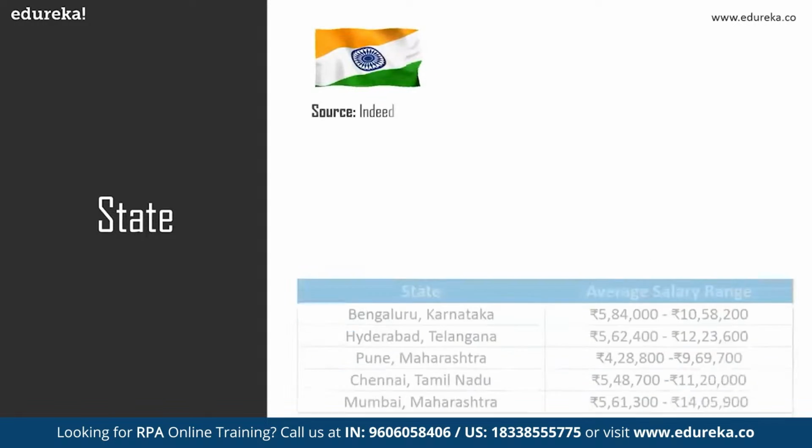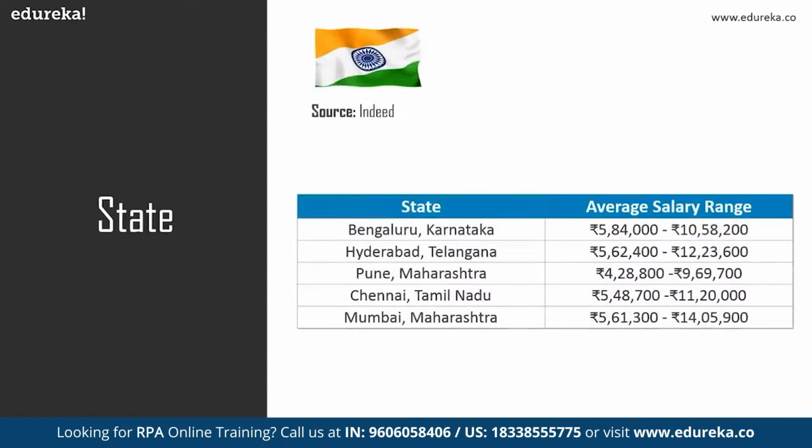In India, if you remember, I said that the average salary of an RPA developer is around 7 lakhs. So if you consider it state-wise, then Bangalore has an average salary range from around 5,84,000 rupees to 10,58,000 rupees. Hyderabad has around 5,62,000 to 12,23,000. Pune has around 4,28,000 to 9,69,000. Chennai ranges from around 5,48,000 to 11,20,000. And finally, Mumbai ranges from around 5,61,000 rupees to 14 lakhs.